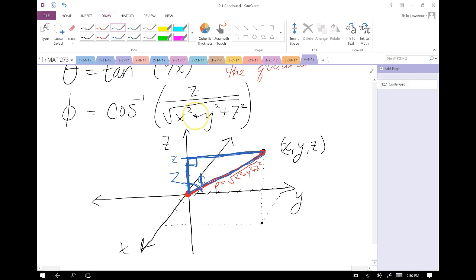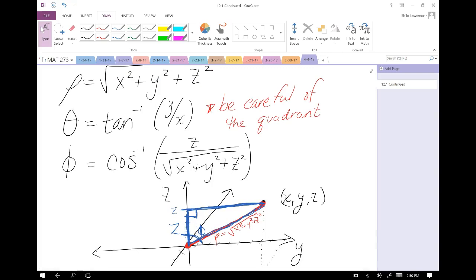I don't want to put rho in there because I'm trying to write these conversion formulas where the right-hand side only has x's, y's, and z's. But technically that denominator is just the rho. So that's how we find rho, theta, and phi if we know x, y, and z.